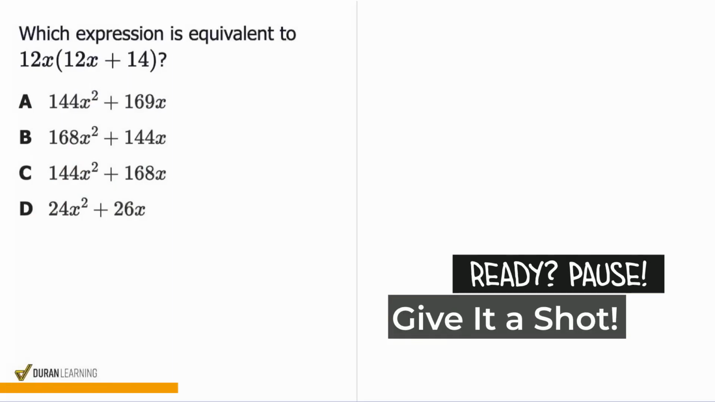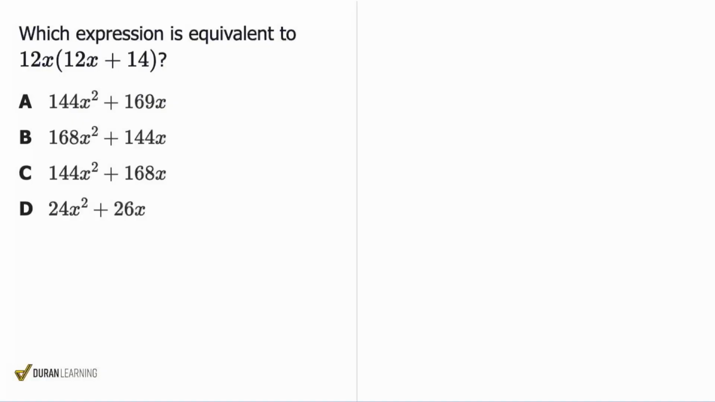So question number 2 here, we have which expression is equivalent to 12x multiplied by the group 12x plus 14? All right, cool. So when we take care of a question like this, we just want to really understand, again, quickly, what the goal is. I see a parentheses, and I see a number in front of that parentheses. That tells me we're going to be distributing.